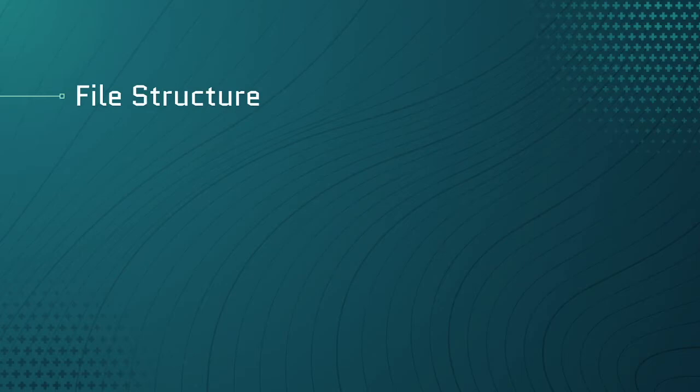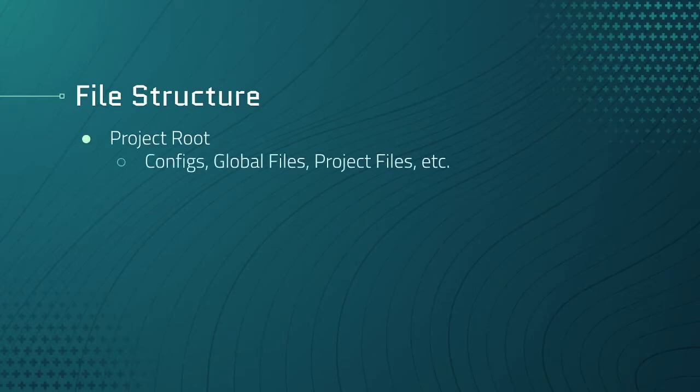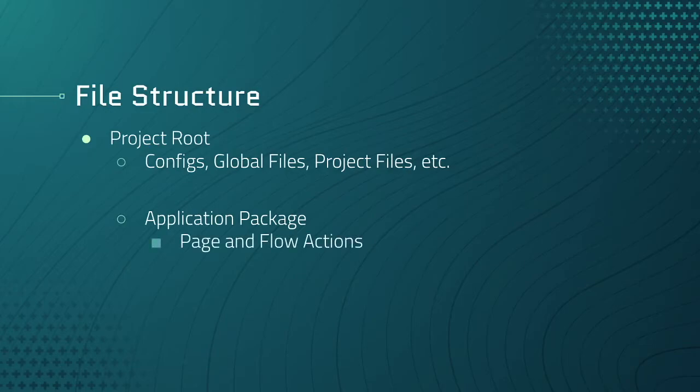For the remainder of this course, we will use a standard file structure. Right now, we're putting everything into our chapters package for learning purposes, but that's not how real projects are structured. The standard file structure starts with your project root, which has a bunch of files like configs and global files and project files, your README, and all that good stuff. From there, you have your application package, which stores everything about the application. That would be our page actions and flow actions and anything else that's relevant to the app. The next package is the tests package, which stores our feature files and test files.